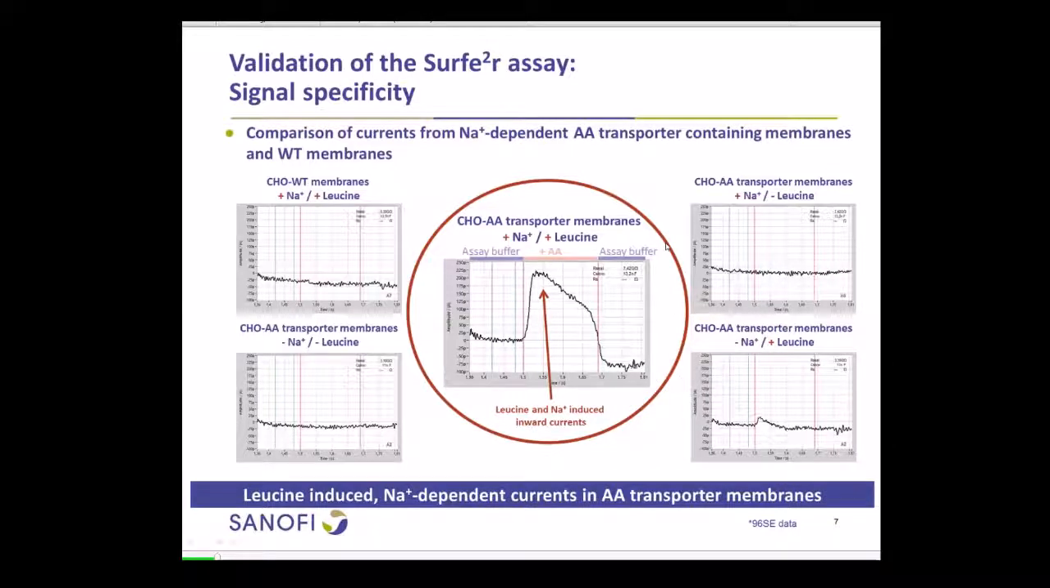We did a lot of testing, so we used on the left wild-type membranes plus sodium and plus the substrate, and you see no currents. On the bottom left you see the amino acid transporter currents without sodium and leucine. It's also no currents. On the right, just with sodium you see no currents, and just with leucine you see also no currents. You only see currents if you add sodium and leucine, and this is of course pretty nice with the surfer to see this direct substrate specificity.